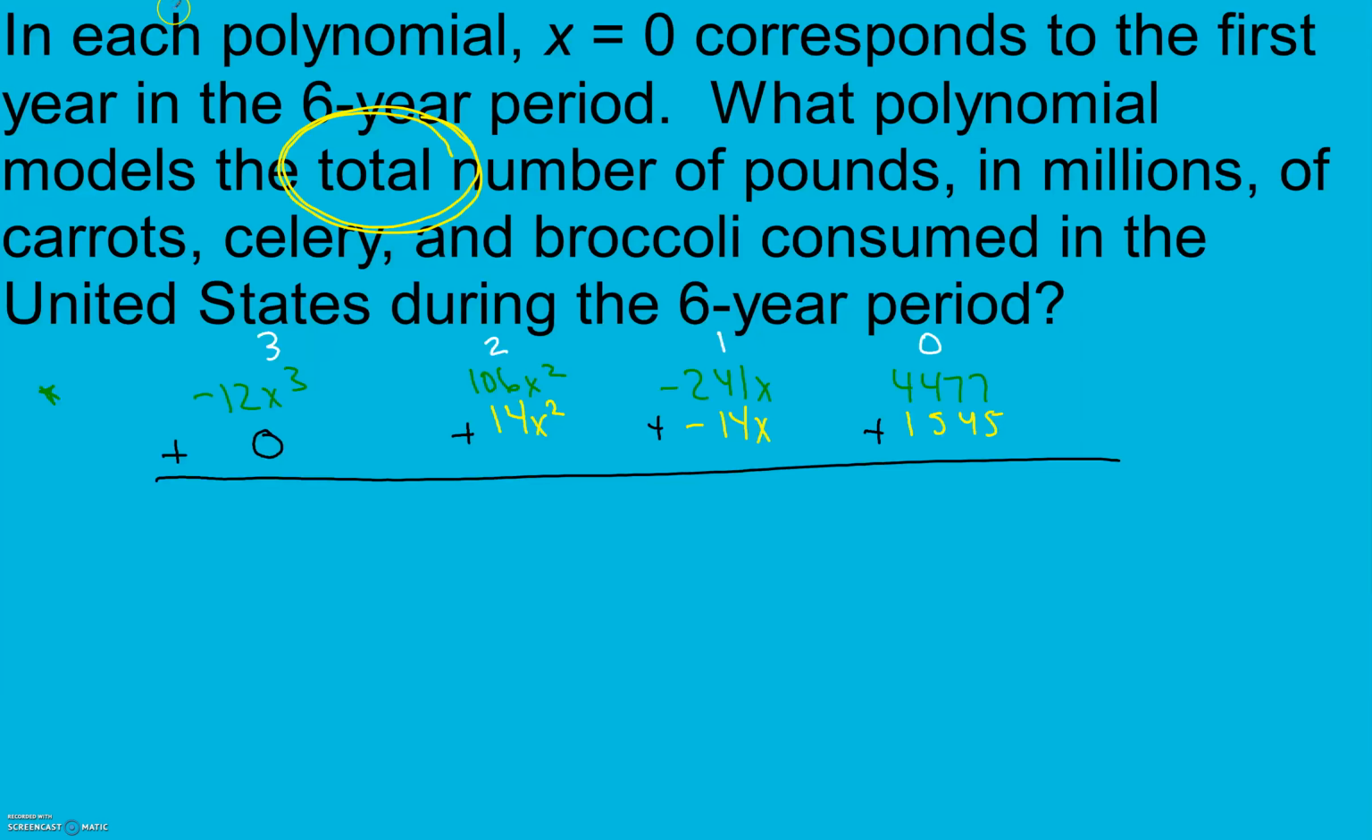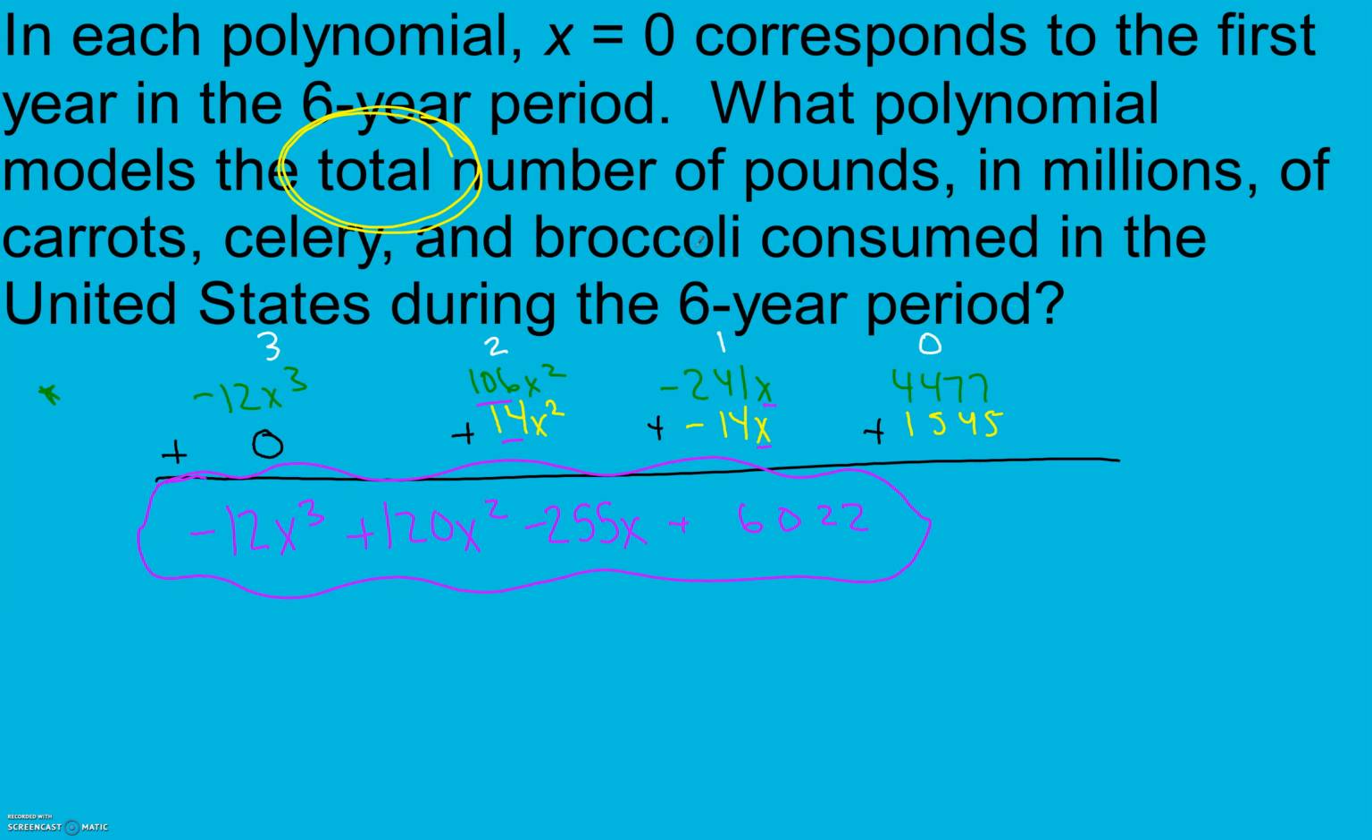Now we can add up our columns. Negative 12 plus 0 is negative 12, and we keep our variable exactly the same. Here, these are both x squared, so I keep my x squared, combine my number parts. Both x's, so I keep my x, add up my number parts. And neither one of these have a variable, so they're like constant terms. I can go ahead and add those up. 6,022. And this is the total carrot, celery, and broccoli.